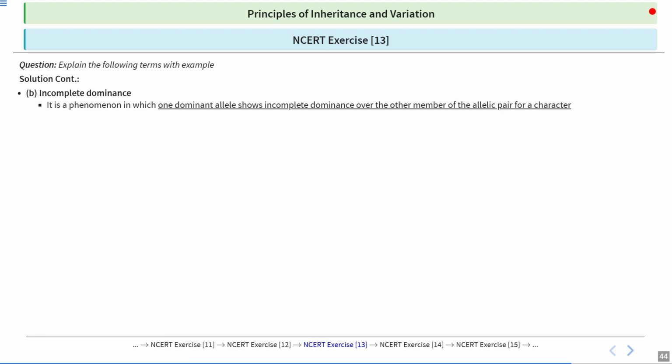Now let's talk about incomplete dominance. It is a phenomenon in which one allele shows incomplete dominance over the other member of the allelic pair of a character. Or you can say, in other words, neither of the alleles is dominant over the other. This is another way of writing incomplete dominance. So due to this, there is a blending of the characters, which leads to blending of the traits, and you get an intermediate phenotype, which is different from both the parents.